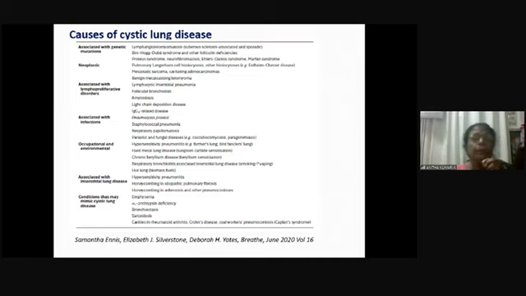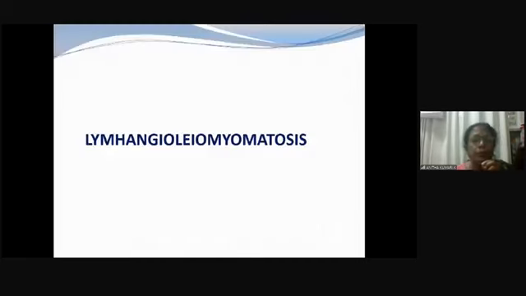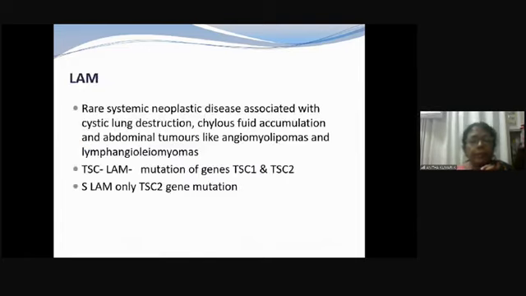I'll be talking mostly about lymphangioleiomyomatosis, LCH, Birt-Hogg-Dube disease, and LIP. LAM is a rare systemic neoplastic disease associated with cystic lung destruction, chylous fluid accumulation, and abdominal tumors like angiomyolipomas and lymphangioleiomyomas. In LAM, you have two types: one is the LAM that is associated with tuberous sclerosis, and the other one is sporadic LAM.